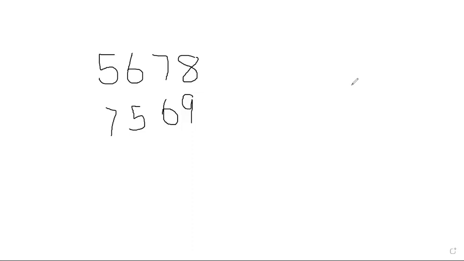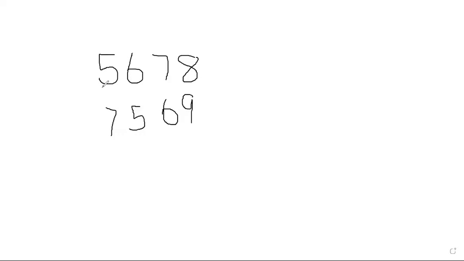So we have homework this week on 10 times as many or 10 times as great. And we're comparing two numbers. So the first thing we do is write our two numbers. My two numbers that I'm comparing are 5,678 and 7,569. Now my first step is to underline the digit that's being compared.